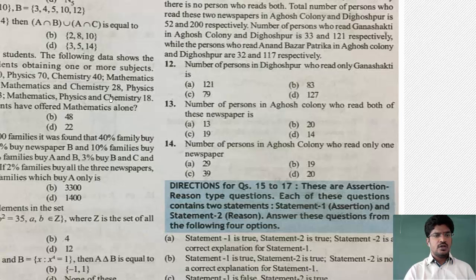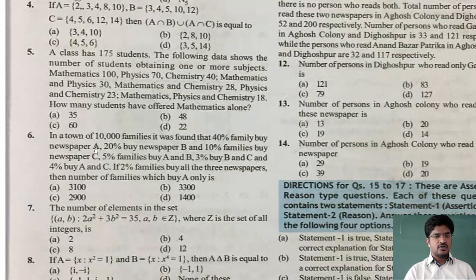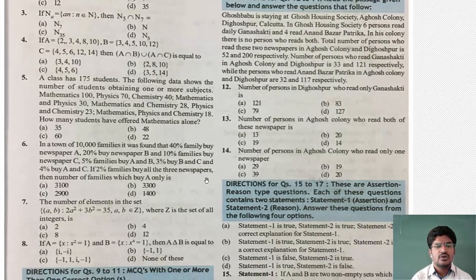Okay, students. So, now let us go for the sixth question, that is, in a town of 10,000 families, it was found that 40% of families buy newspaper A, 20% buy newspaper B, 10% of families buy newspaper C, 5% of families buy A and B, 3% of families buy B and C, and 4% buy A and C, 2% of families buy all three newspapers. Then the number of families which buy A only you have to calculate.